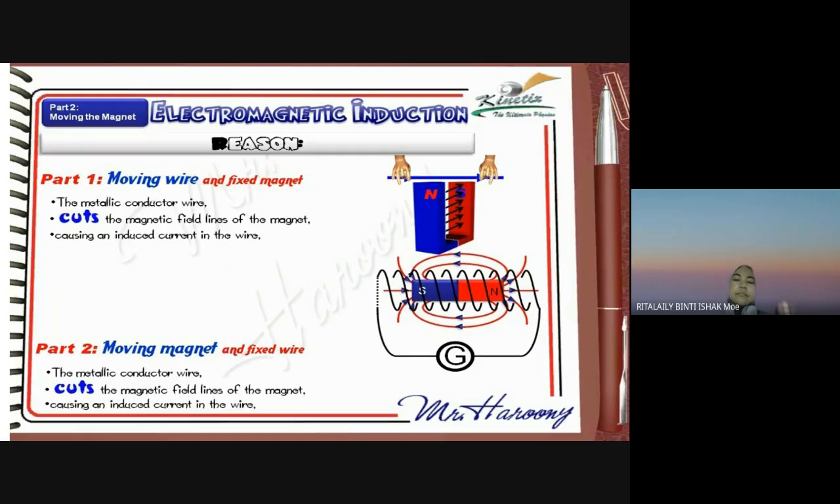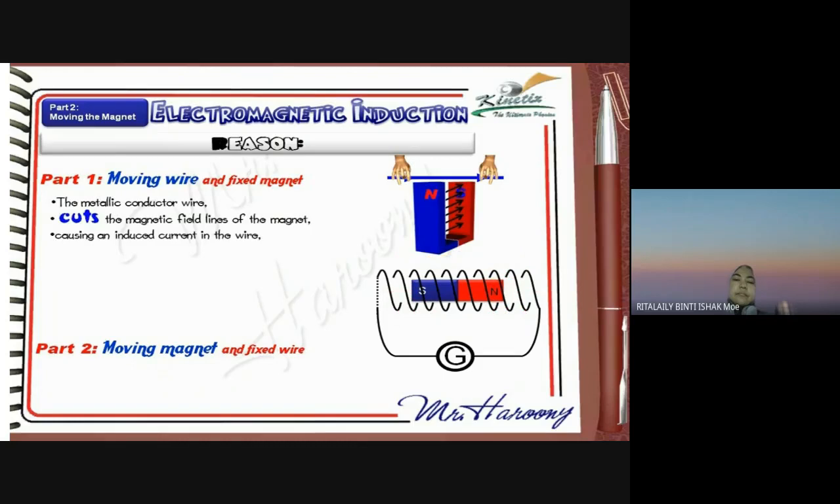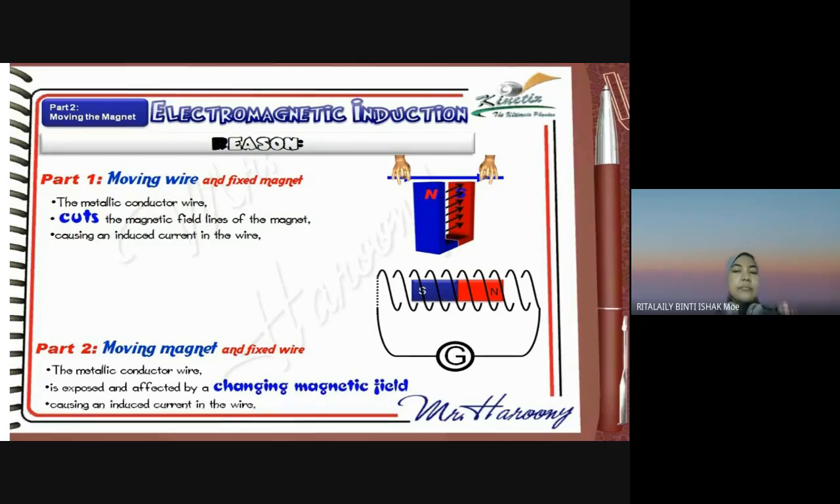But here we can have a more scientific and wider explanation that prepares us for more advanced applications. For this case, we can say that the metallic conductor wire is exposed and affected by a changing magnetic field. You can also say a variable magnetic field, causing an induced current in the wire.